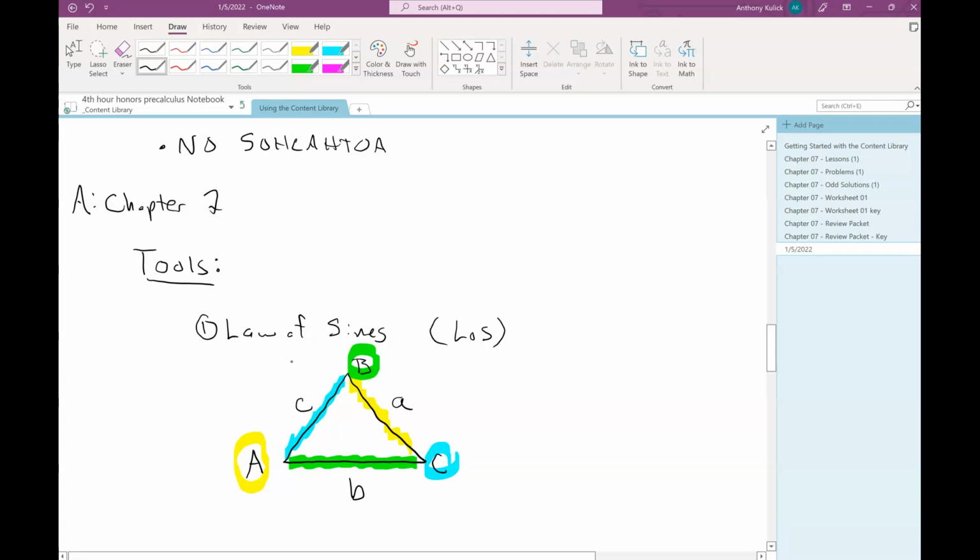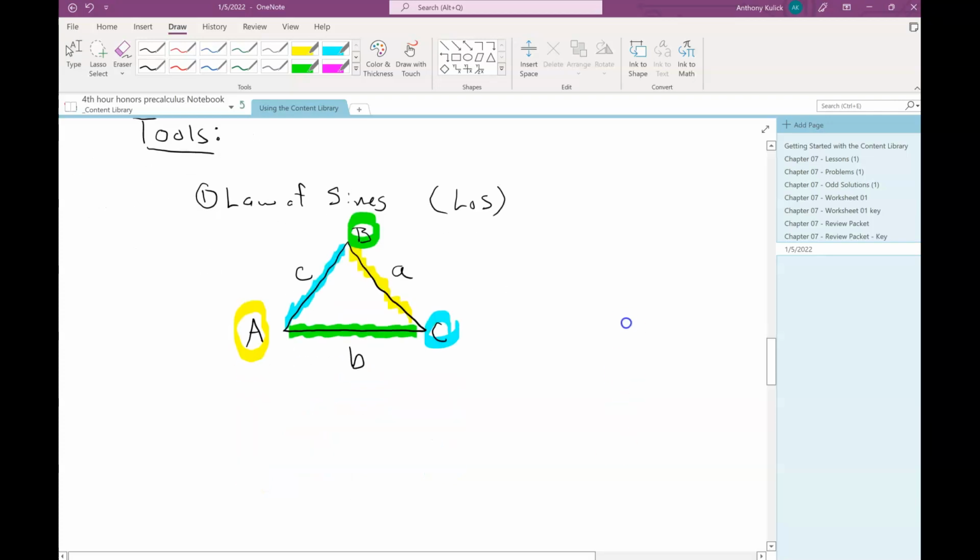Everybody's okay with that? The letters that you use don't really matter, but the side opposite that angle needs to be named with the lowercase version of whatever letter you used. If you do not do that, the formulas that we're going to give you will not work. Everybody's cool on how we're naming these? Because if you screw this up, everything gets messed up. Just to be clear.